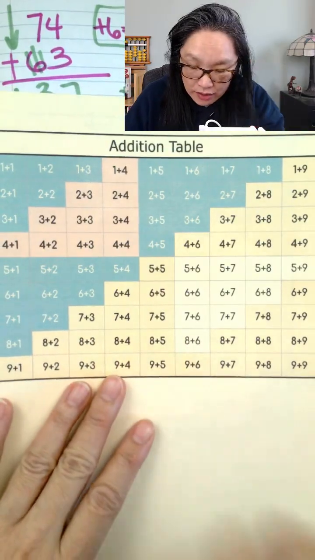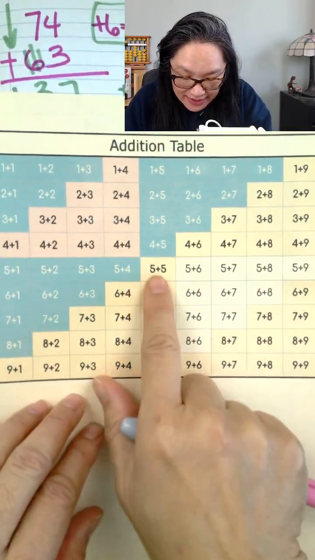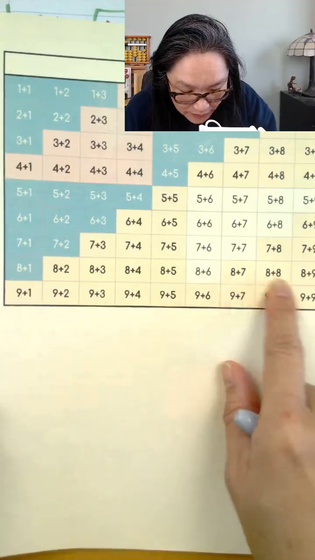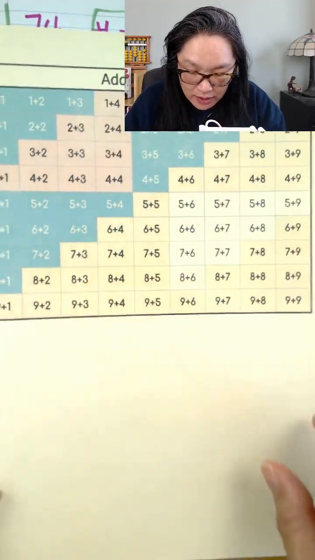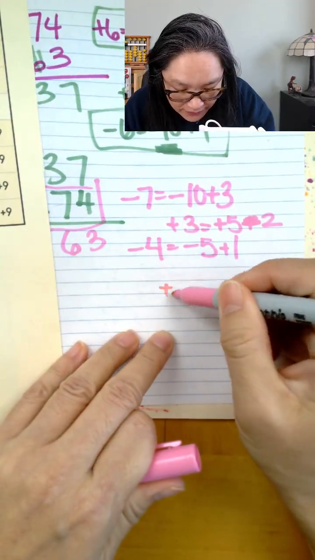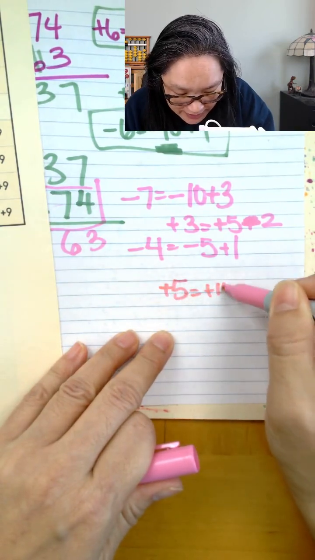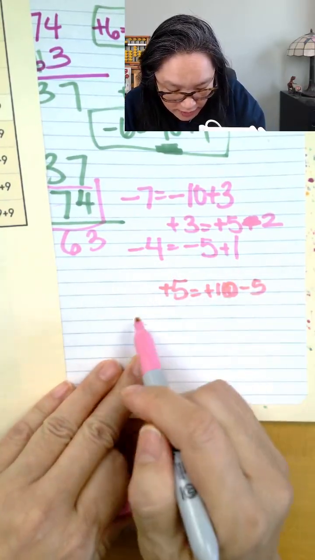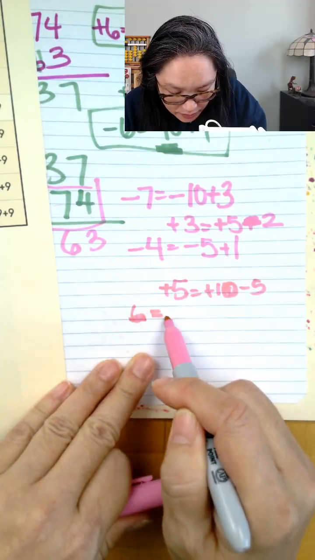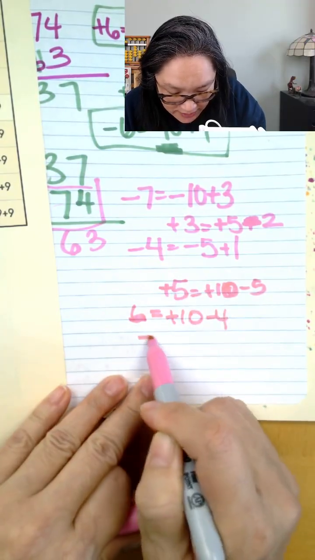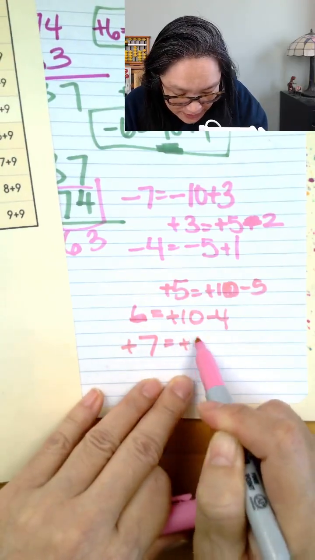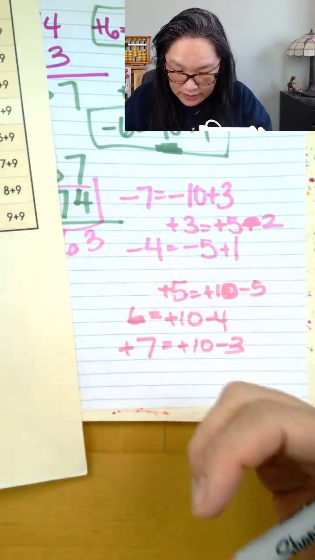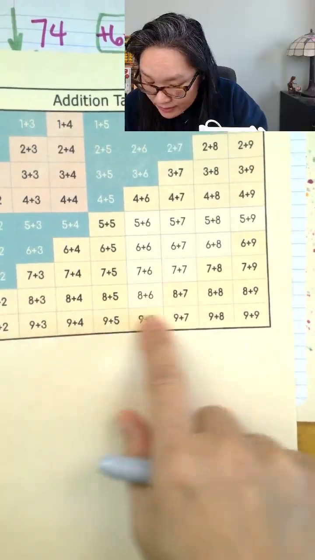After we learn our 5s, the next thing we learn is our 10s. Notice that it's different colors. These are the 10s that we need to memorize, right? The formulas for 10s. Plus 5 minus plus 10, right? We said that, and then you can do the reverse. Plus 6 is equal to plus the 10 minus 4. Plus 7 is equal to plus 10 minus 3. These are the formulas that we need to memorize. These are the 10 formulas.